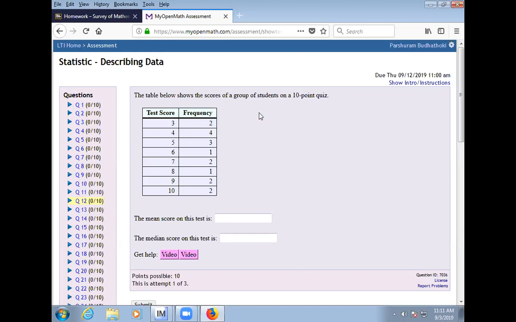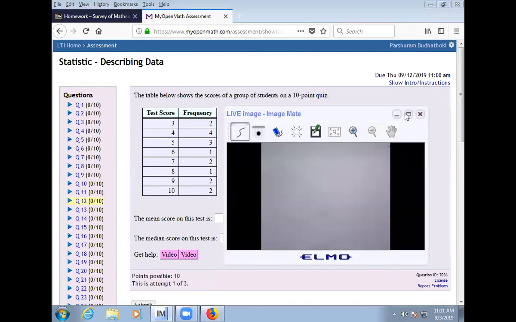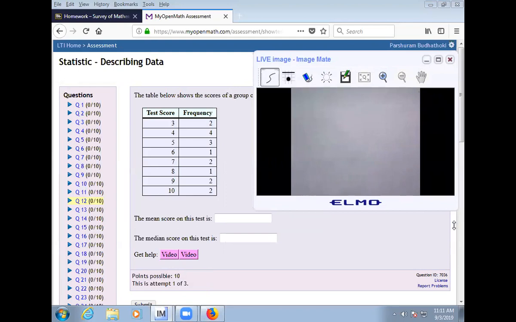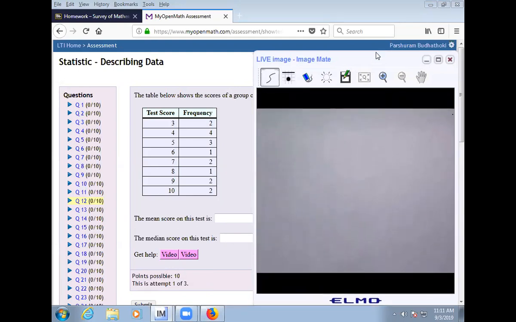So instead of doing that, you can also use multiplication. So I'm going to do that here. To find the mean, I'm going to multiply the data and then the frequency. So here, can you see this?